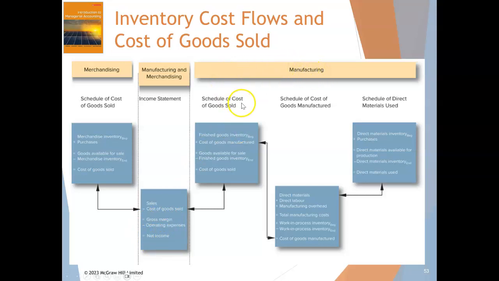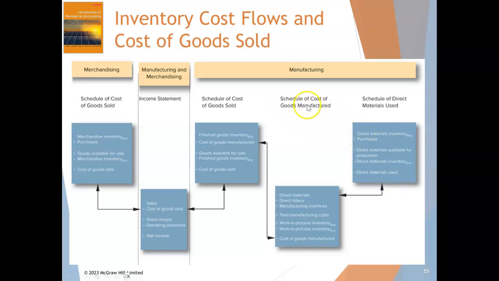Manufacturing. We should start over here. The schedule of direct materials used is your direct materials inventory beginning plus purchases equals your direct materials available for production. Then subtract your direct materials ending inventory. That gives you your direct materials used.